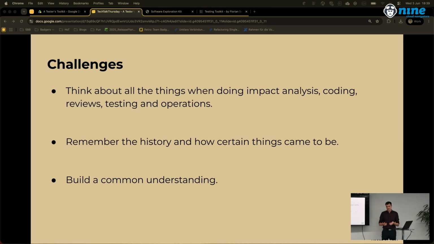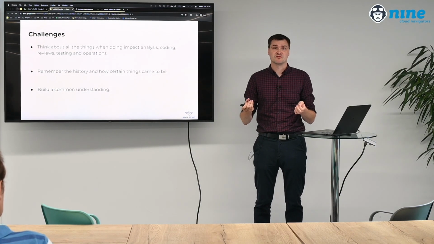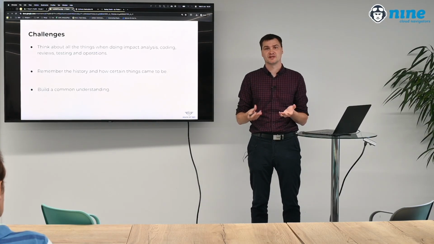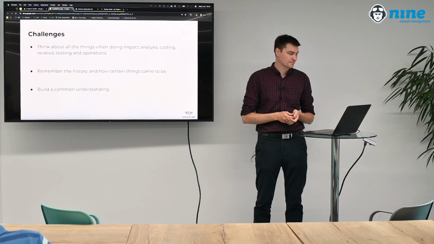And also in complex systems, it's hard to get a common understanding, because just because I say something doesn't mean the other person understands the same that I have in mind. And it also doesn't mean that the person agrees with what I've said. Maybe they have another mental model about the system, another understanding, and we have to work on that to get a common understanding and work together on a solution with that common understanding.